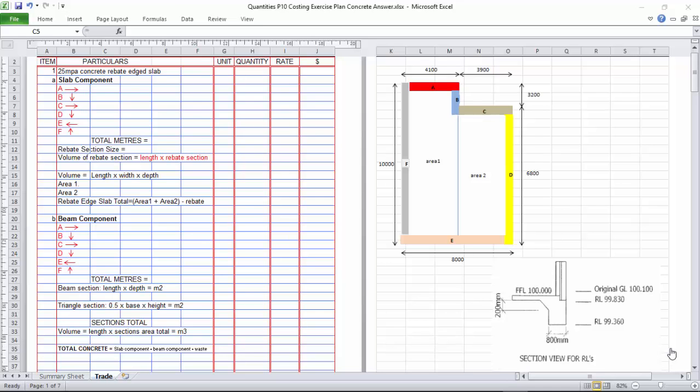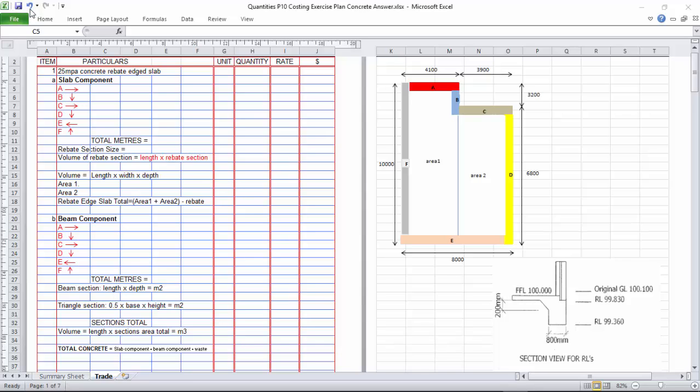Hi everyone. Today we're looking at calculating the volume of concrete to be ordered for the costing exercise plan. Now, at the top of your spreadsheet, put your project details and your student name. Fill in this part here with the details of what we're calculating. Our first calculation will be the rebate, which is this section here, the rebate around the edge of the slab.